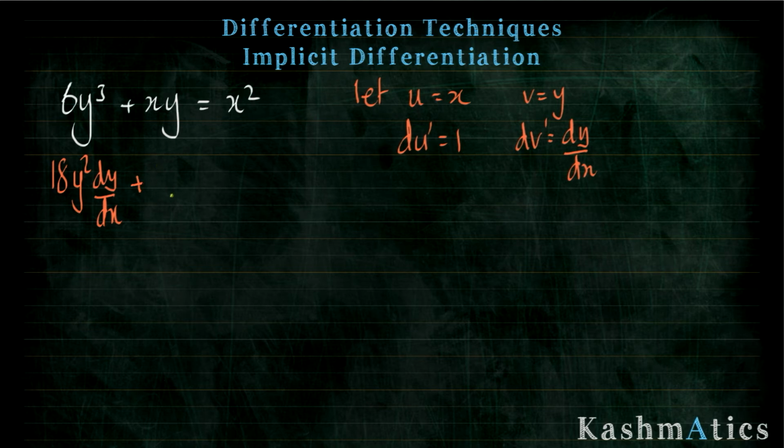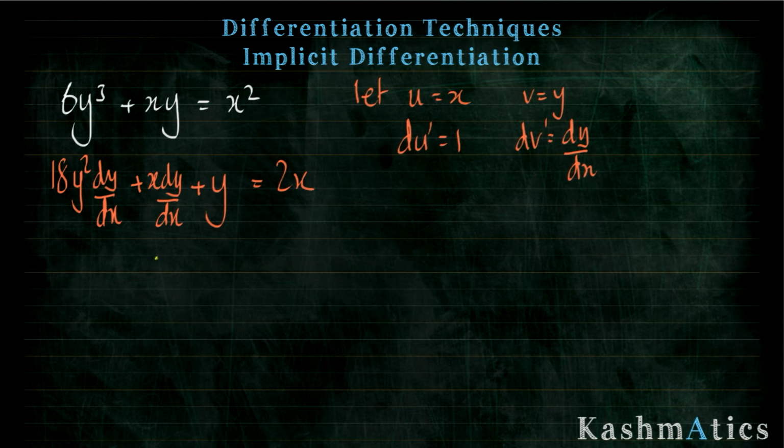Plus, now remember the product rule is u dv plus v du. So x multiplied by dy by dx, x dy by dx, plus v du, which is just y, equals the derivative of x squared, which is 2x. Okay, and the other thing that people do tend to do is forget to differentiate the other side.